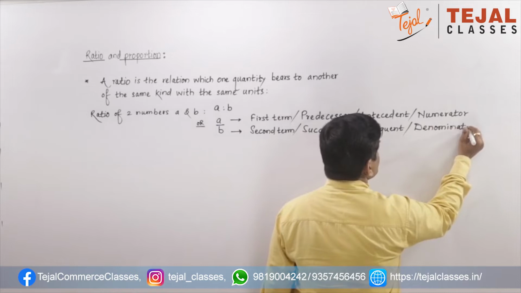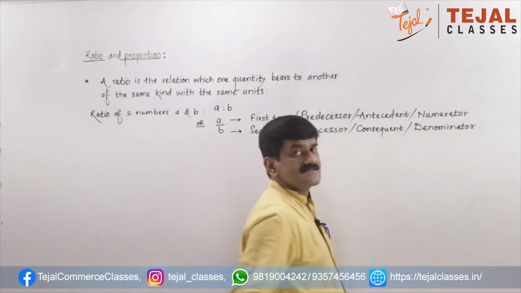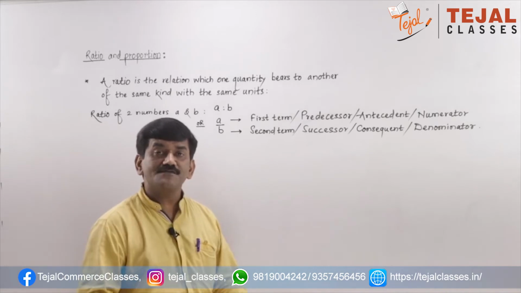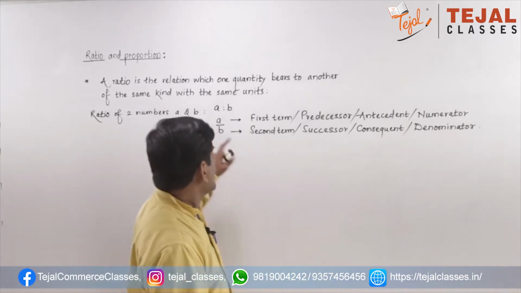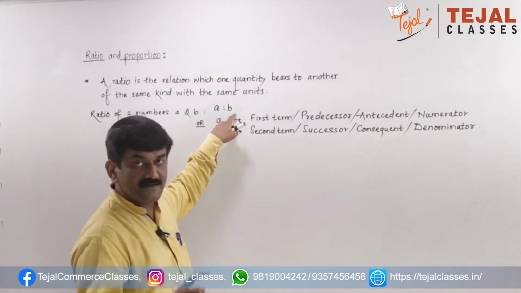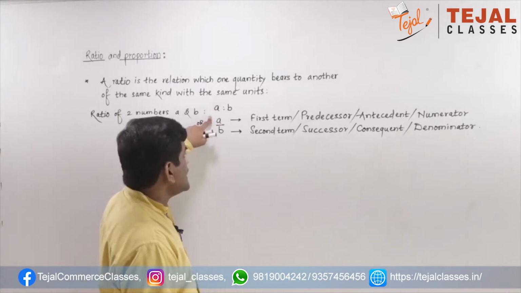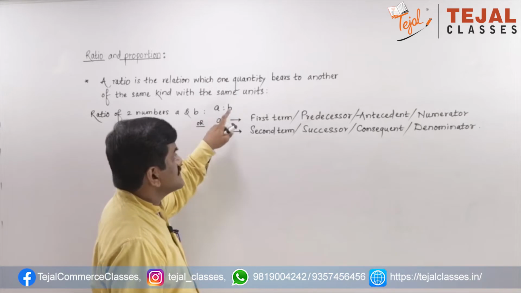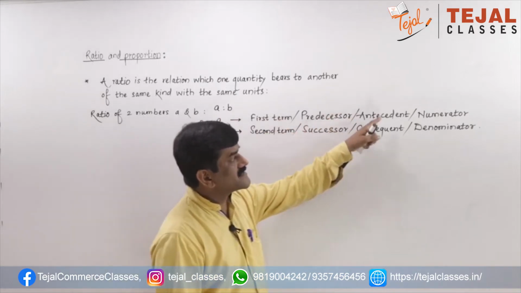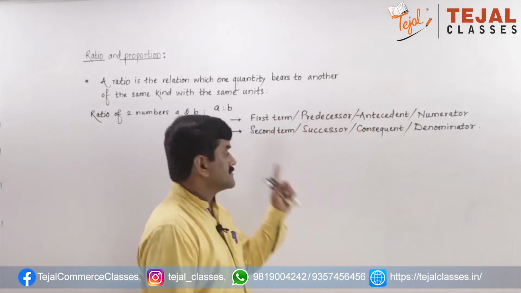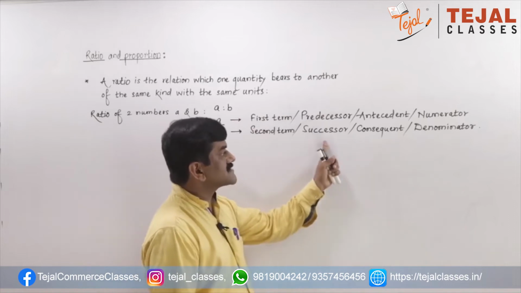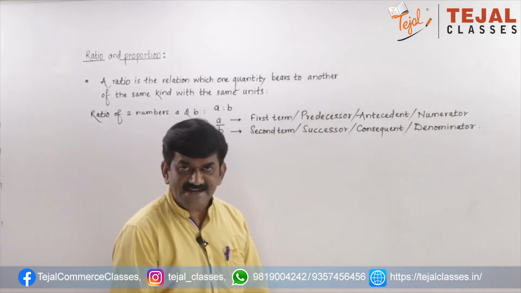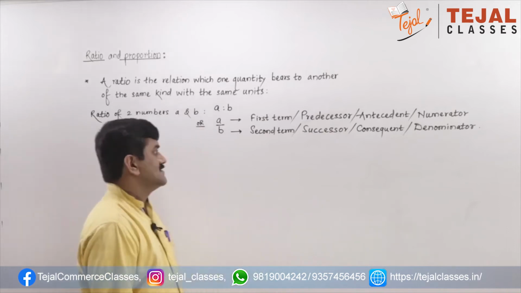Already you people learned this in your 8th standard syllabus with respect to the fraction. A is to B, it is ratio. A upon B, it is fraction. A: first term, predecessor, antecedent or numerator. B: second term, successor, consequent or denominator. Is it clear? Now, observe carefully.